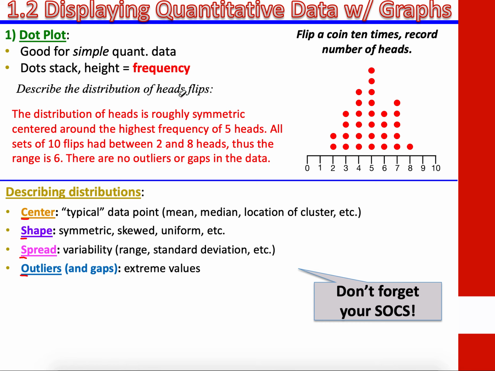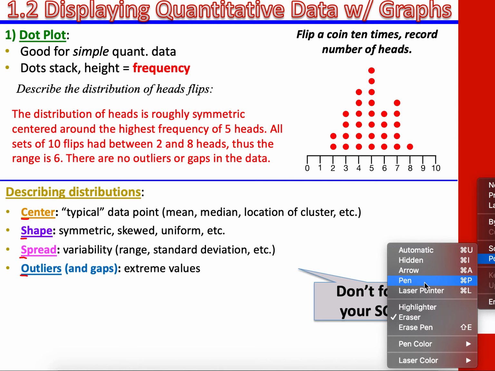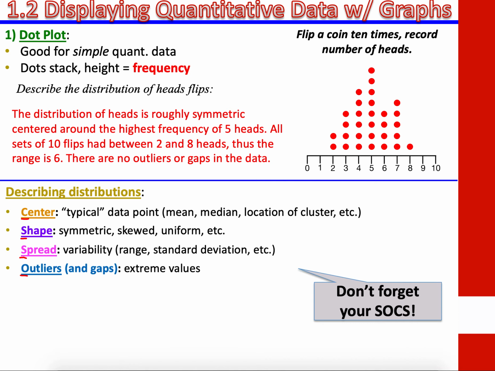But look at some words that I use here to note what's going on. The distribution of heads is roughly symmetric, centered around the highest frequency of 5 heads. Yep, we know that much. All sets of 10 flips had between 2 and 8 heads, thus the range is 6. There are no outliers or gaps in the data. So I'm talking about flips, I'm talking about heads. It doesn't take too much effort to recognize that the context of this problem is coin flips. In fact, 10 of them. I even mentioned that in the problem. So this would be considered a good descriptor of distribution. Of course it was. It was done by an AP Stats teacher. It better be good.